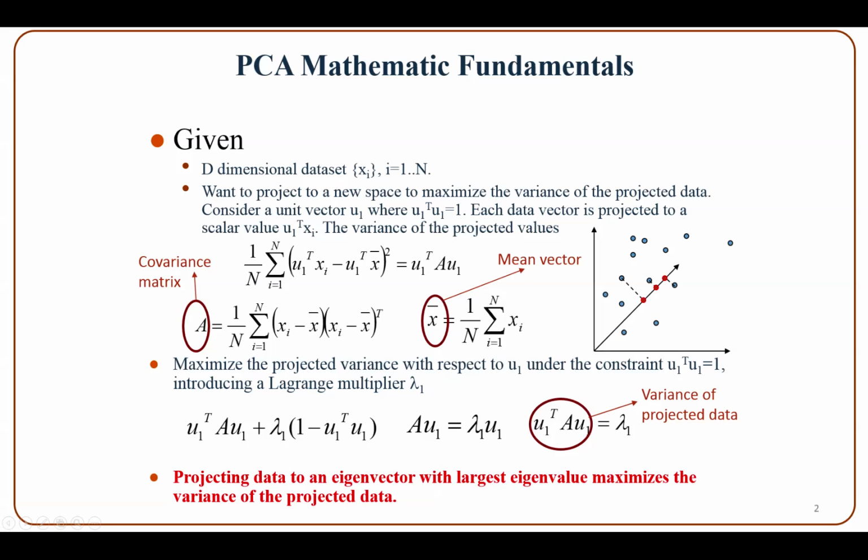The product of u1 transpose xi is the projection of xi onto u1, and similarly the product of u1 transpose x bar is the projection of the mean vector x bar on the vector u1. We then convert this form into another form in which A is the covariance matrix and x bar is the mean vector.